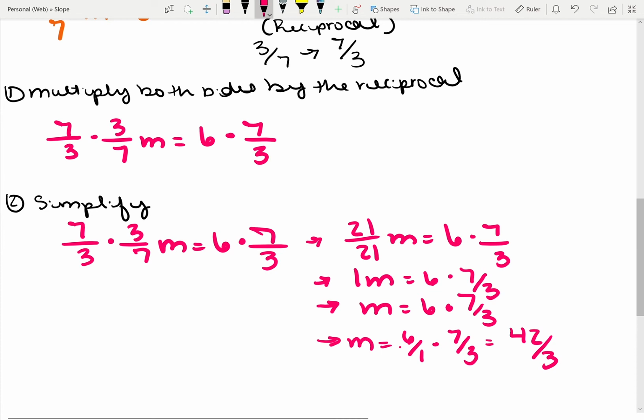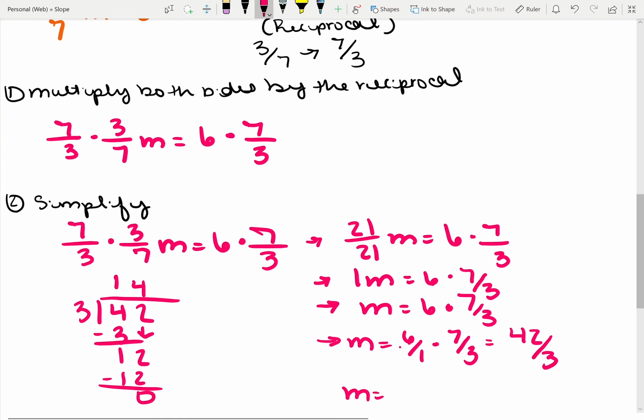Now, let's be careful here. Since we have a fraction, we need to make sure that we cannot simplify this further. So let's divide. Let's see how many times 3 goes into 42, because I do believe that 3 goes into 42 evenly. So 3 goes into 4 one time. 1 times 3 is 3. 4 minus 3 gives us 1. Bring down the 2. 3 goes into 12 4 times, and 4 times 3 gives us 12, and therefore 12 minus 12 gives us 0. So we see that with m is equal to 42 over 3, when it's simplified, we have m is equal to 14.